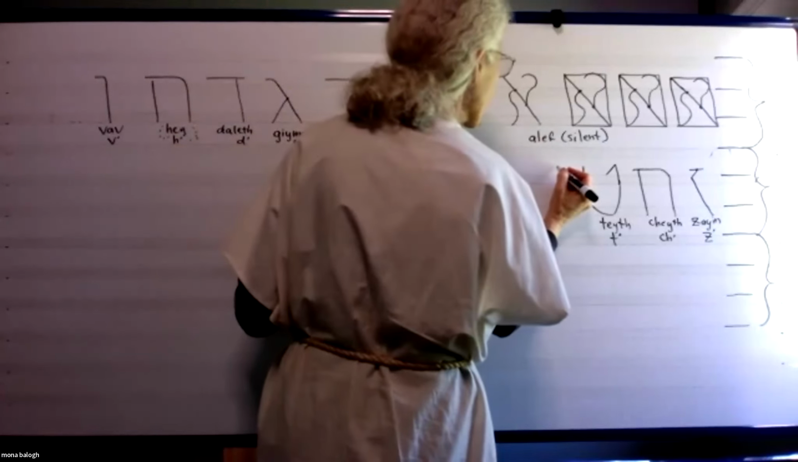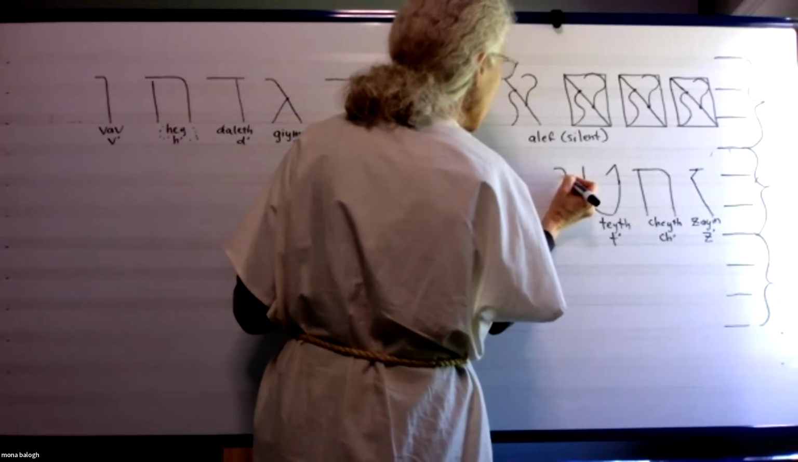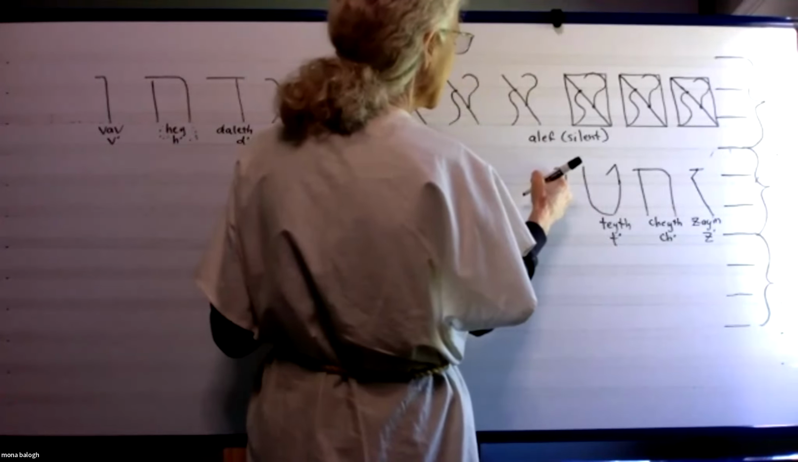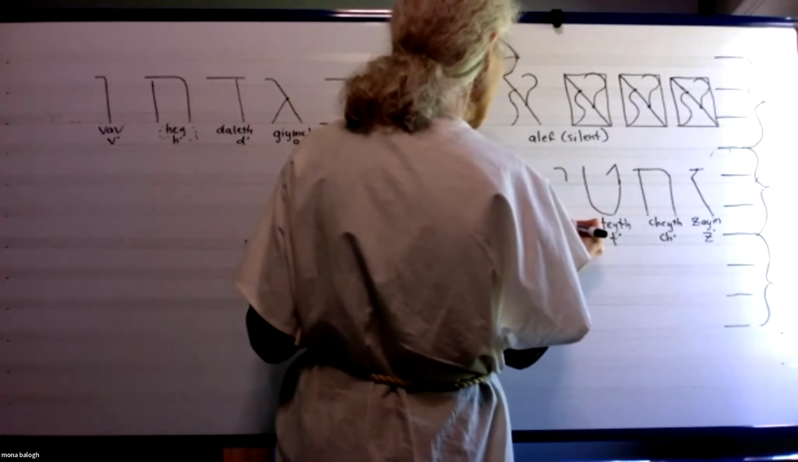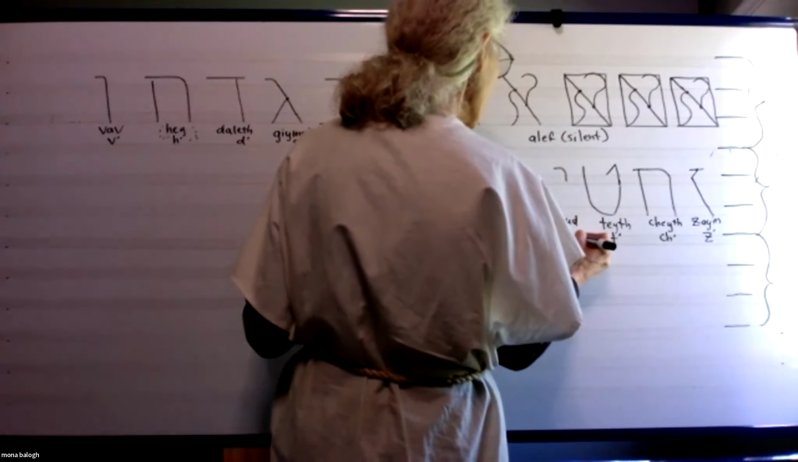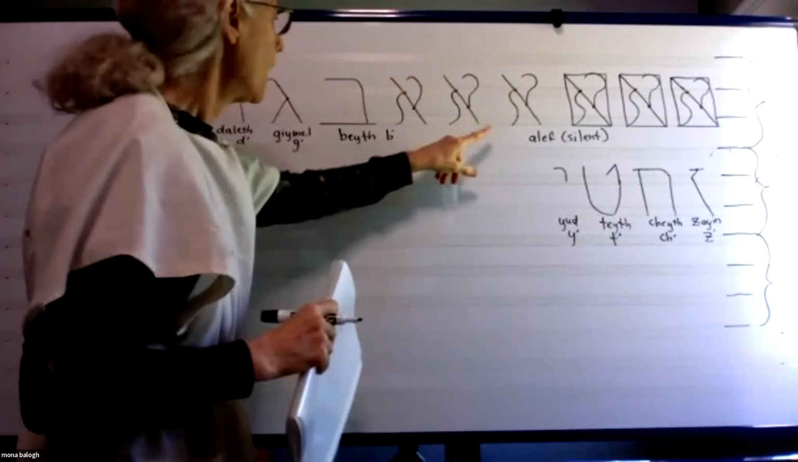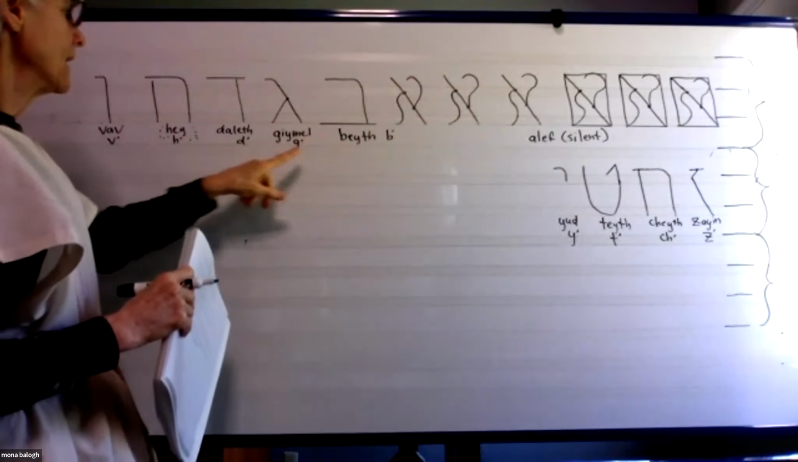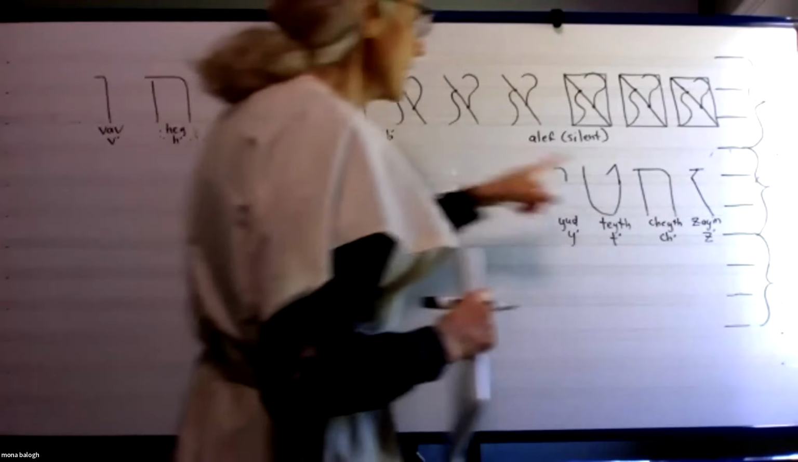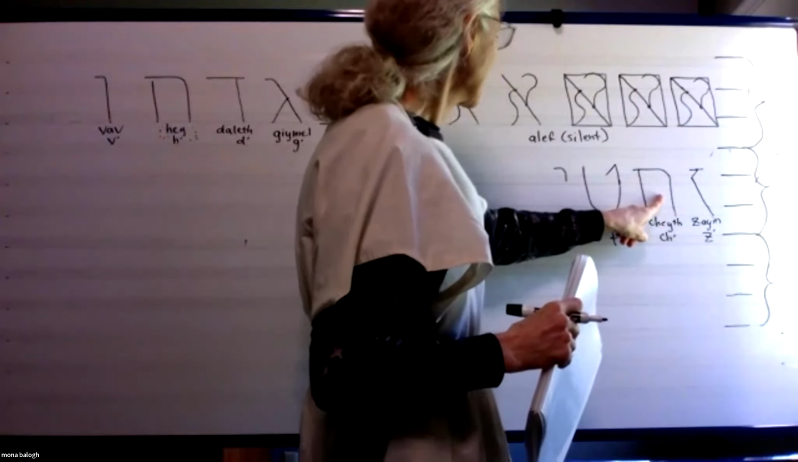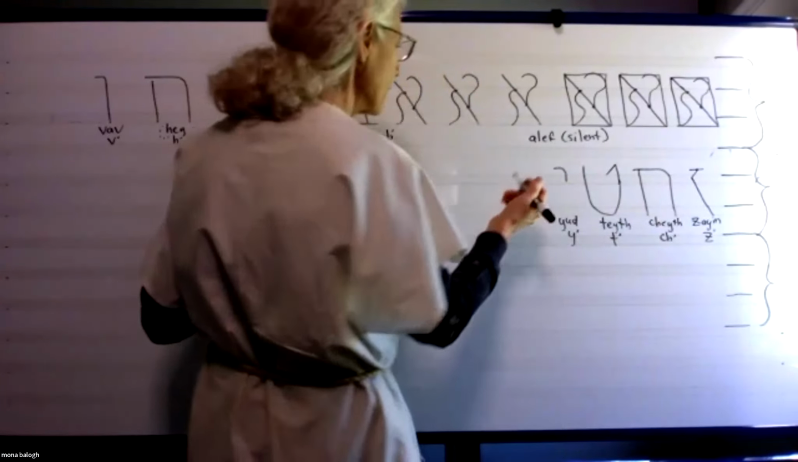Next is Yud. Start in the upper left, come across, curve down, and stop. That is the teeniest, tiniest letter in the Hebrew alphabet. Yud with the Y sound. So in review: Aleph, Beit, Gimel, Dalet, Hey, Vav, Zayin, Chet, Tet, Yud.